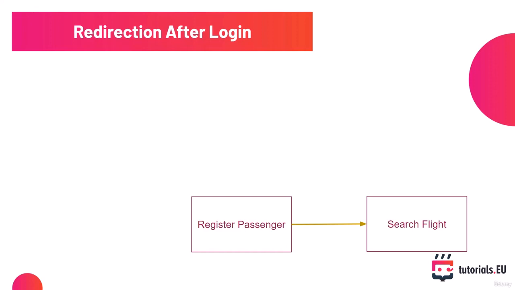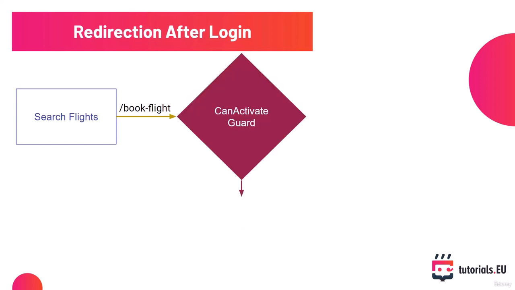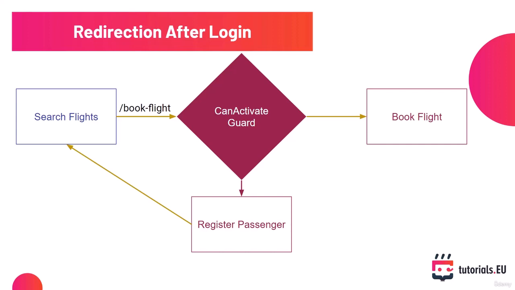So we created the auth guard and used it to protect the book flight component so far. Now let's review the navigation flow after logging in. After logging in, the application always redirects the user to the search flight component. So imagine that you have found a flight and you are going to book it, but you aren't logged in, right? The application redirects you directly to the login page, and after logging in, it redirects you again to the search flight component. So you have to start your search from scratch again to find the flight and book it.